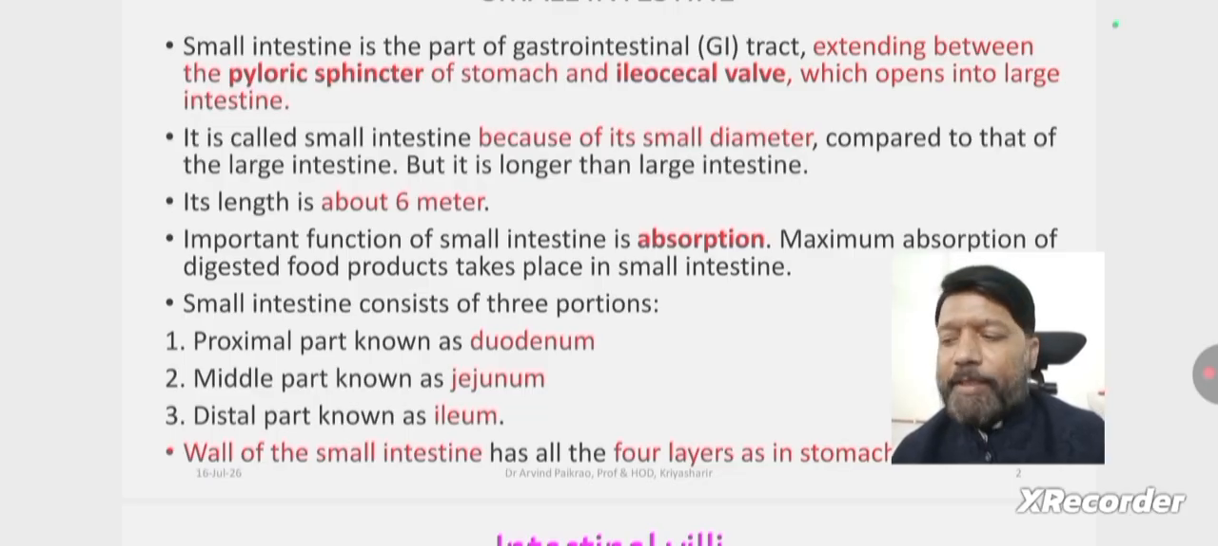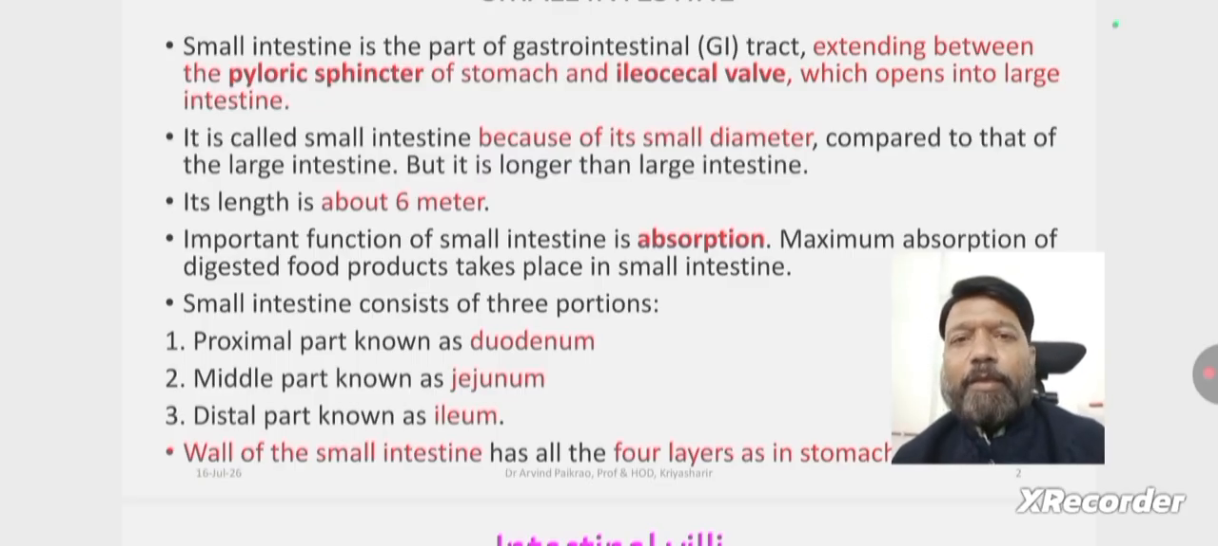Then what is the important function of this small intestine? It has a very important function, that is absorption of the digested food content. It will be absorbed much more in the small intestine. What are the parts of this one? It has three parts. One is the duodenum, which is the proximal one. Then the second one is the jejunum, which is the middle part of this intestine, and the last one is the ileum. It is the distal part of the small intestine.